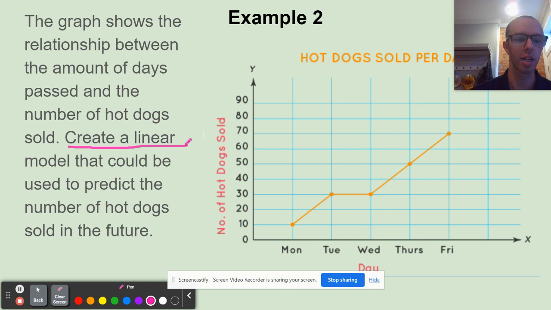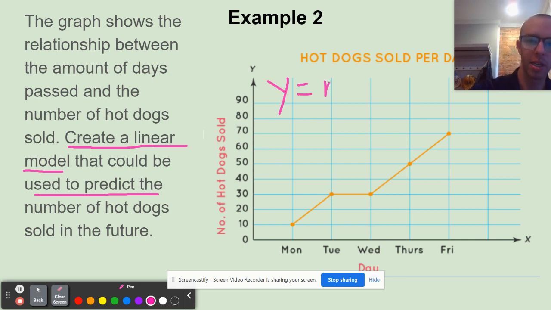We want to use it to create a linear model that could be used to predict the number of hot dogs sold in the future. It doesn't ask us to make any predictions, so all we need to do on this example is make an equation and we're good to go. It asks us to make a linear model, so I'm going to use y equals mx plus b.